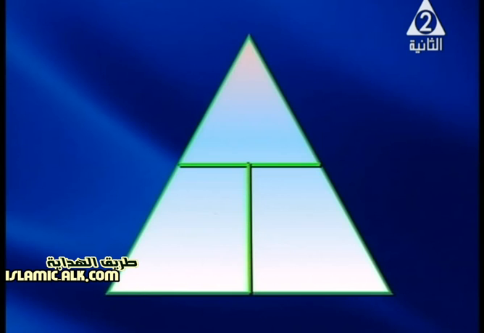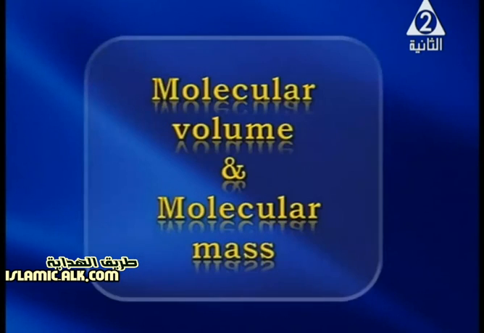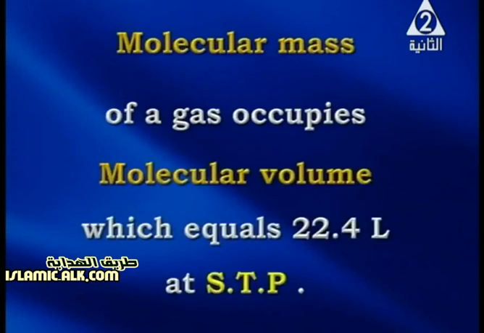Now we are going to discuss the relation between the density, volume and mass. As the triangle shown on the screen, the density, which is gram per liter, equals the mass in grams over the volume in liters. So the molecular volume and molecular mass relationship: the molecular mass of a gas occupies molecular volume, which equals 22.4 liters at standard temperature and pressure.